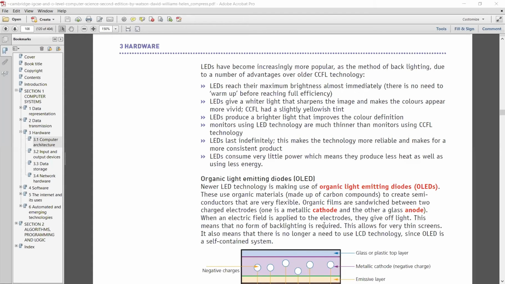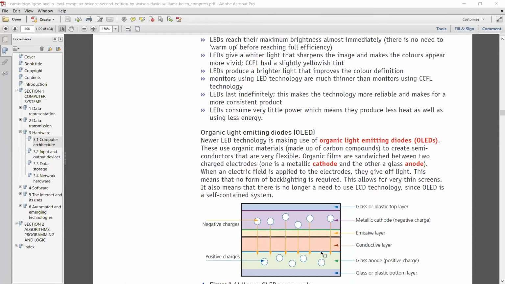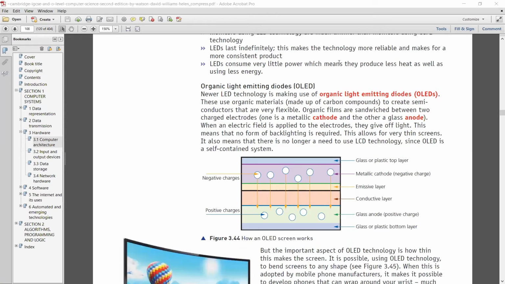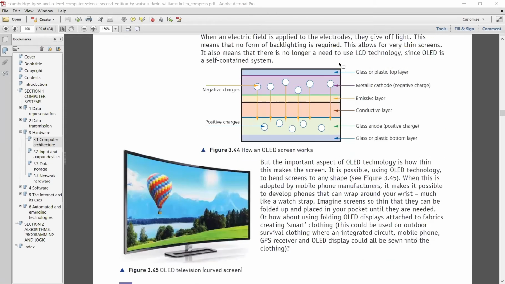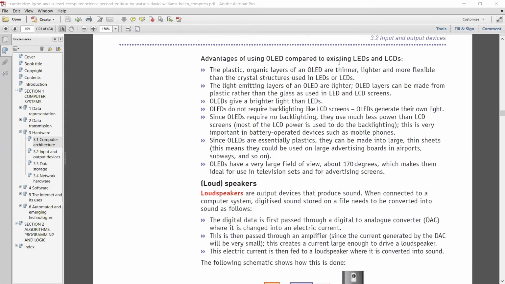Moving on to OLEDs, which we normally talk about. What is it based on? How is it formed? Again, not to be prepared for the papers at all. You can learn it for the purpose of learning. But the advantages of OLEDs as compared to LEDs.